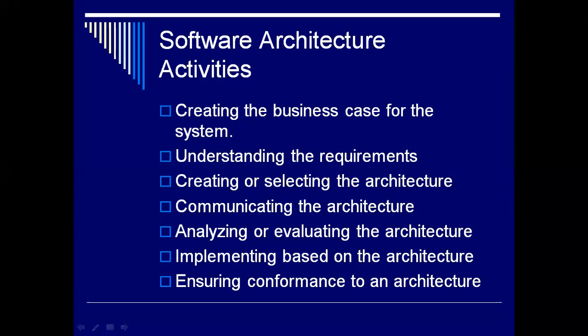So the activities related to software architecture: first, creating the business case for a particular system. First of all, we are focusing on the business environment. There are three aspects: technical, business, and the next the social. So the first activity we have to carry out is creating the business case for a system. Next, second, understanding the requirements. That means the stakeholders who are involved, and among them, which type of requirement there is for a particular software.